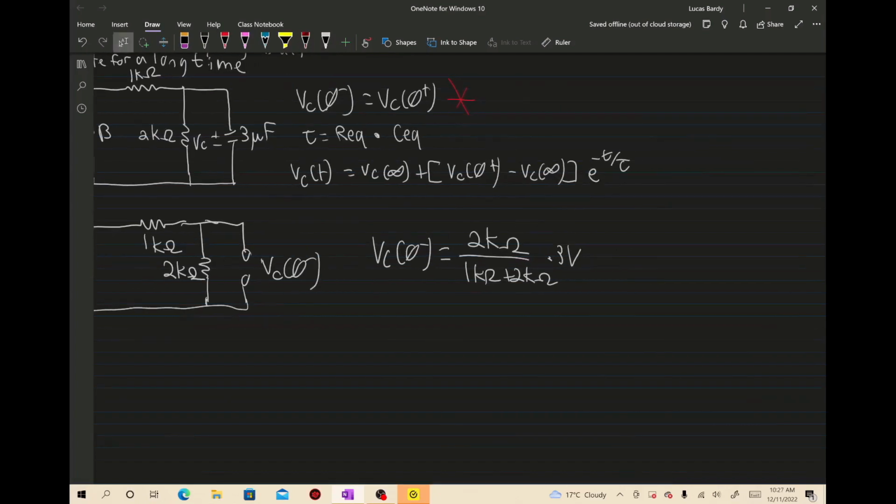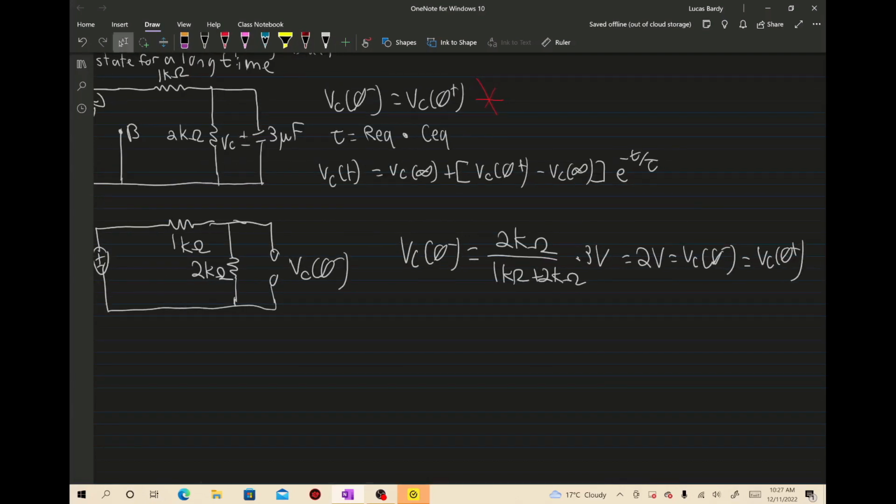When we plug it into the calculator to simplify this, it will come out to 2 volts, which will equal Vc of 0 minus, equal to Vc of 0 plus. And this is what will give us the first part of this equation here. Now we need to find the second bit, that Vc of infinity.